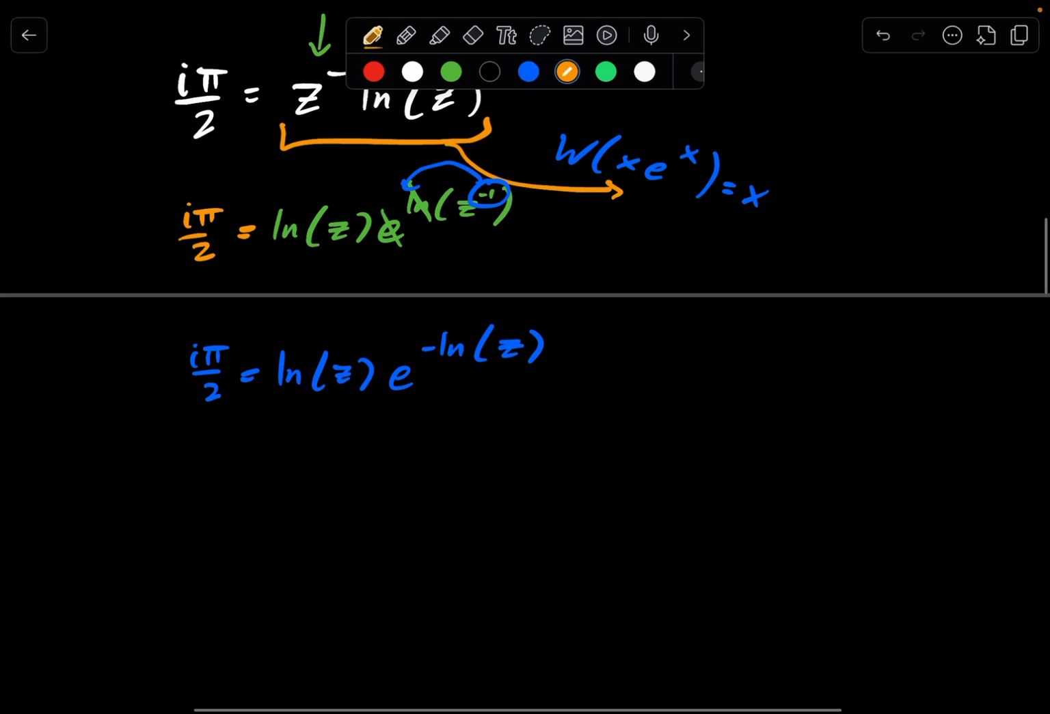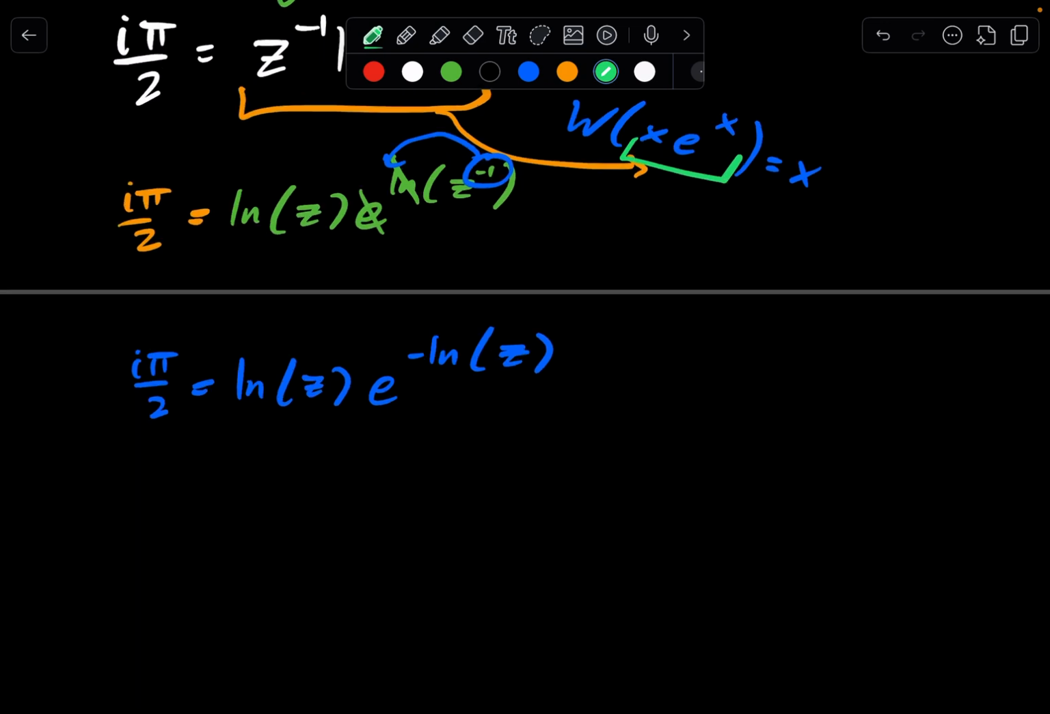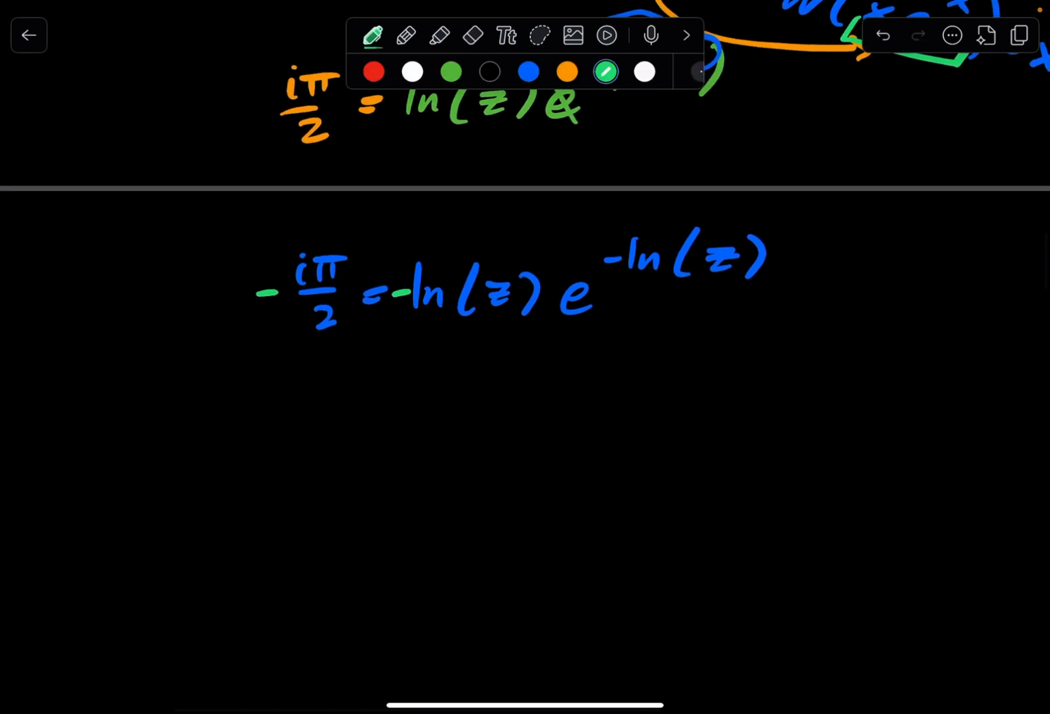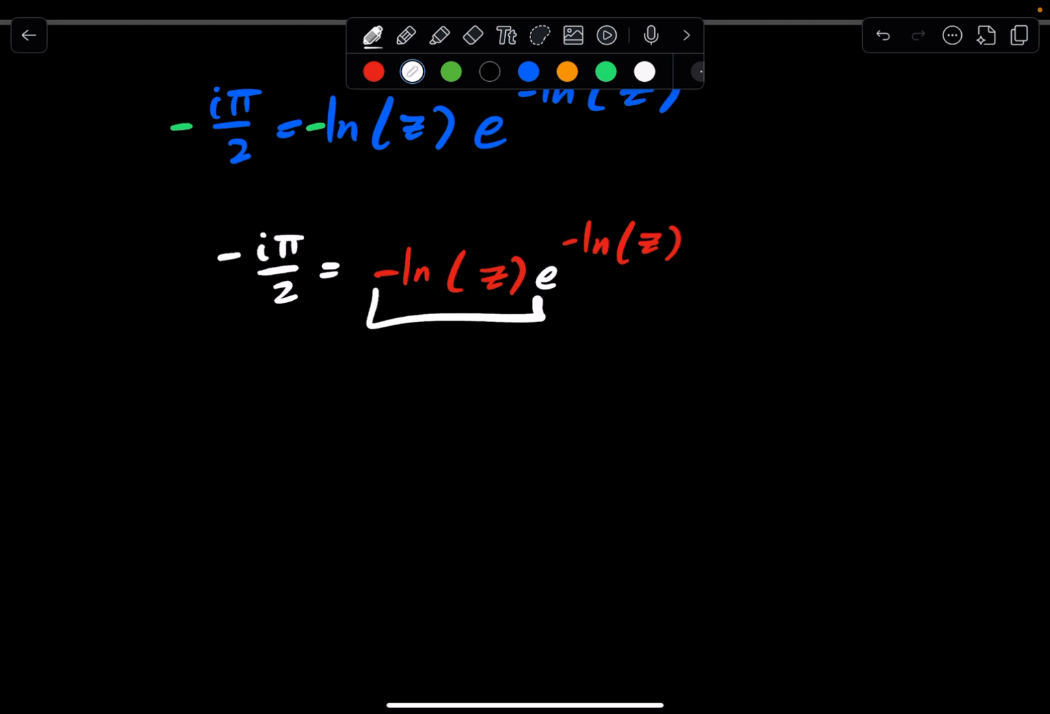So are we ready to apply the Lambert W function? Well, not so fast, because the Lambert W input is x times e to the x. If we said this was x, and this is x, is it x? No, it's negative x. So we have to make sure the thing in the exponent of e and the thing right here are the same. To do this, we can just multiply by negative 1 on both sides. Now we have negative i pi over 2 is equal to negative ln of z times e to the negative ln of z, just like that. Now you can see this term right here and this term right here are equivalent, so then we can apply the Lambert W function.